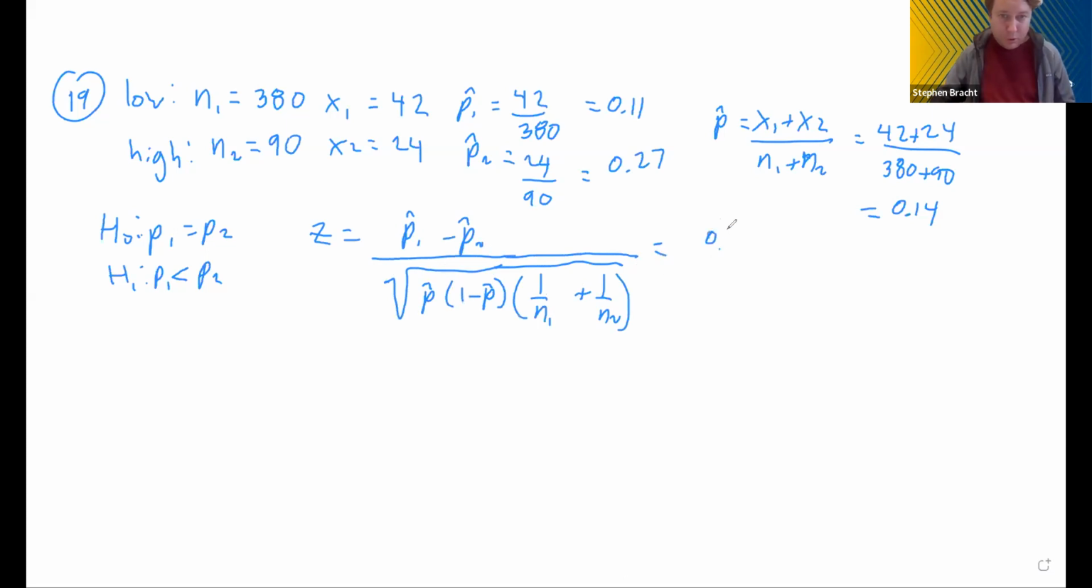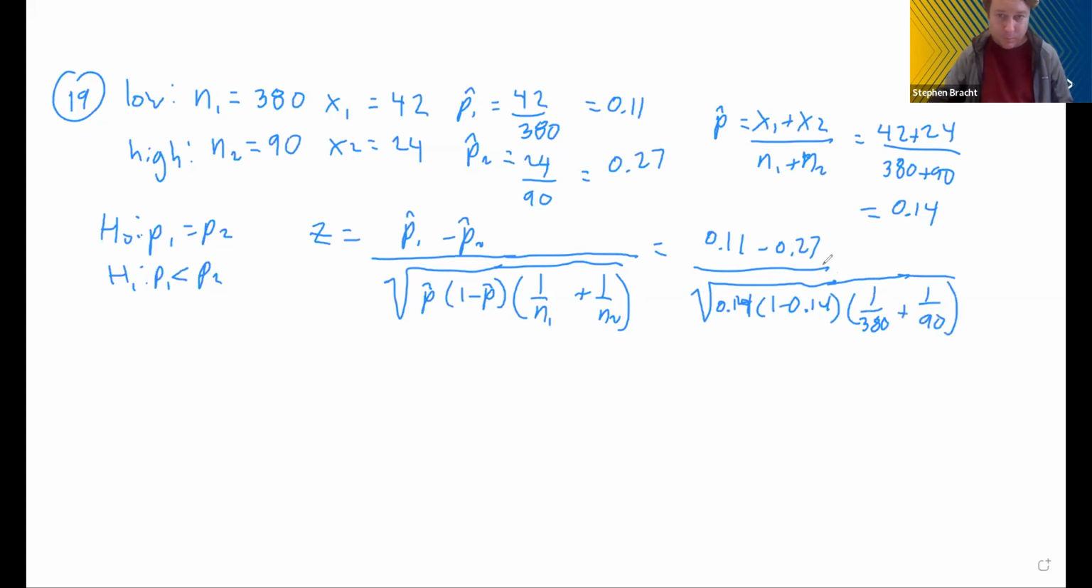And this is equal to 0.11 minus 0.27 divided by the square root of 0.14 — that's the pooled proportion, right? — times 1 minus 0.14, times 1 over 380 plus 1 over 90. And that works out to be negative 3.83.